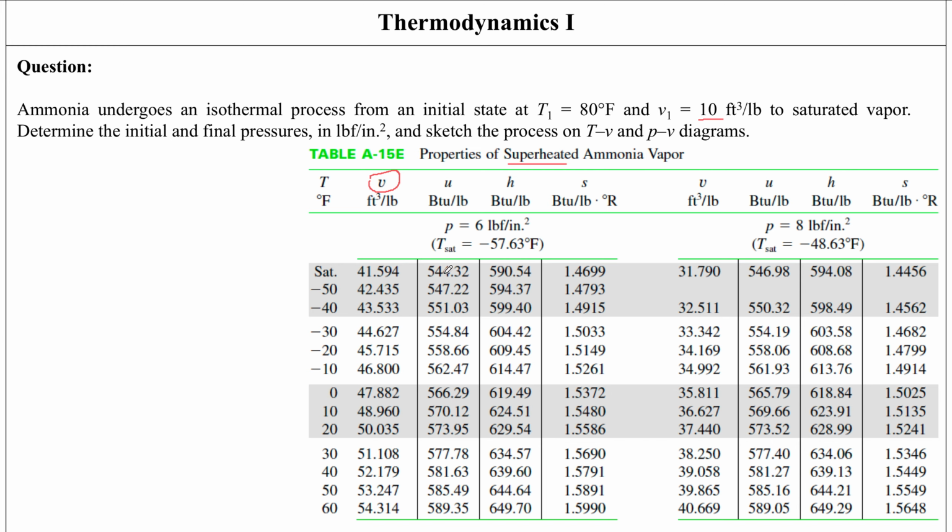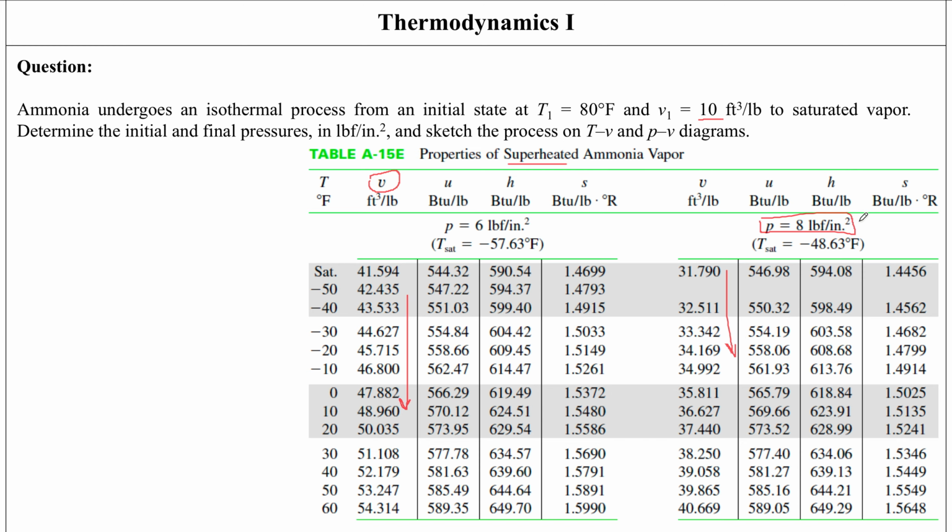It's 41, and then it keeps going down to 54. So obviously the specific volume that is given to us is not available here. That means we move on to the next pressure set. And for 8 pound force per inch square, we go through this column again. And again, we see that it's not here.